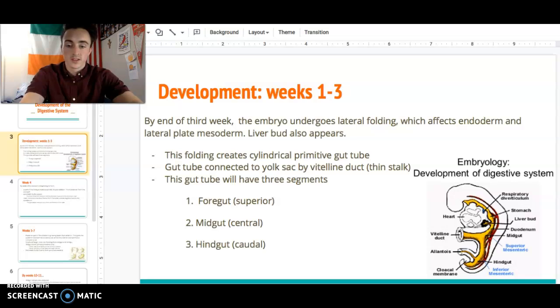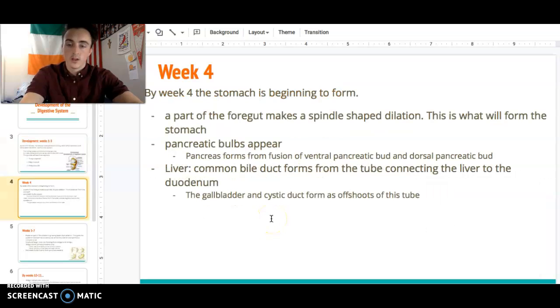The gut tube is connected to the yolk sac by the vitelline duct, which you can see here, and this is just like a thin stalk. The gut tube will be divided into 3 segments: the foregut, which is superior, the central midgut, and the caudal hindgut. By week 4, the stomach is beginning to form.